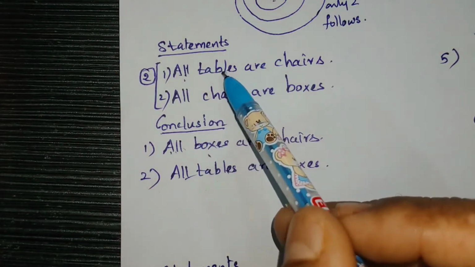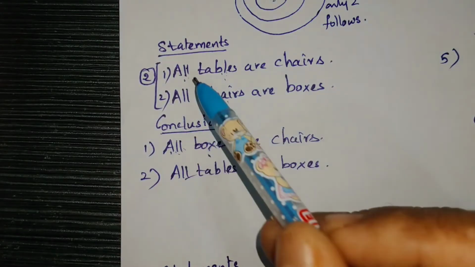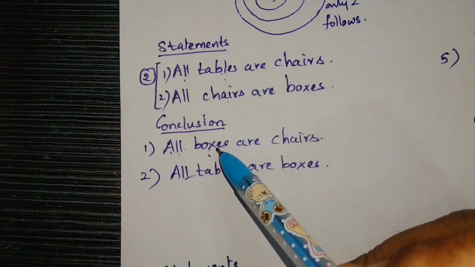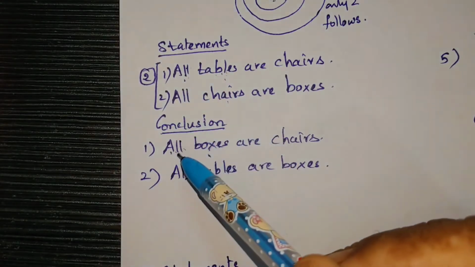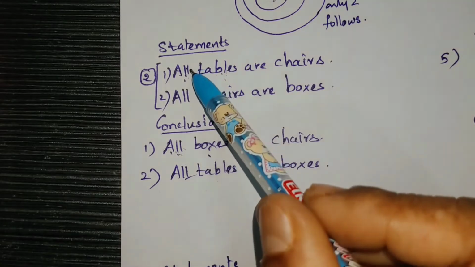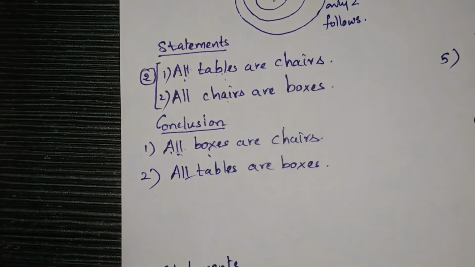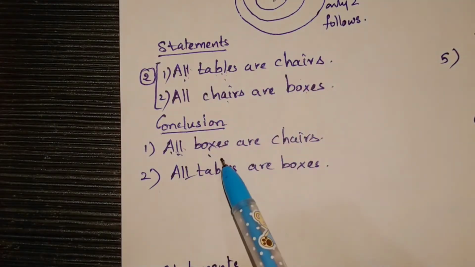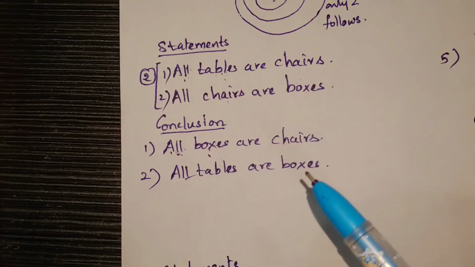All tables are there and some tables are there, it follows. All is there, some will come. All tables, some tables are not, some not, does not follow. All is there, some will follow. All is there, some not, will not follow. All is there, no, will not follow. Here, according to our answer, all tables are chairs, all chairs are boxes, all boxes are chairs. It follows or not.